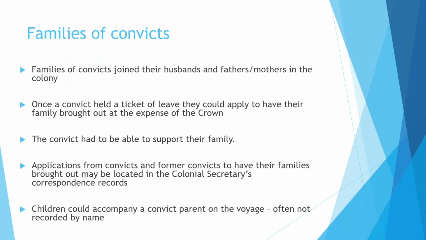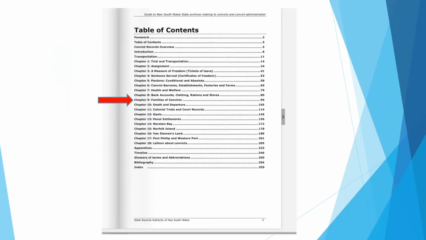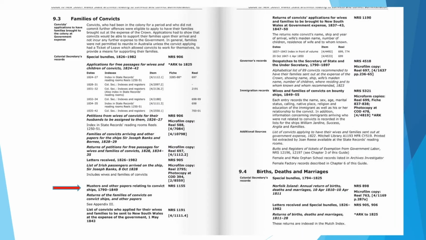The applications that the convicts made to have their families brought out at the Crown's expense can be found in the Colonial Secretary's correspondence. Convict children could often accompany a convict parent out, usually the mother, on the voyage, but they're often not recorded by name. It might just have listed two on board. Going back to the convict guide, there's an actual chapter on families of convicts. That will detail the records in our collection relating to the arrival of convict families into New South Wales. So the one that we're going to have a look at is Musters and Other Papers relating to the convict ships 1790 to 1849.